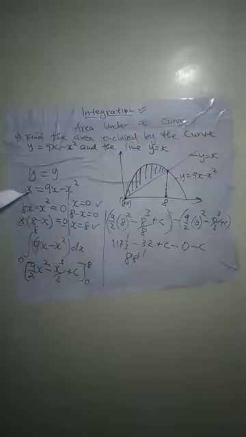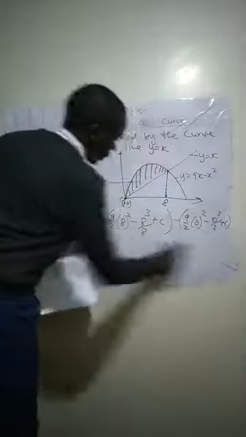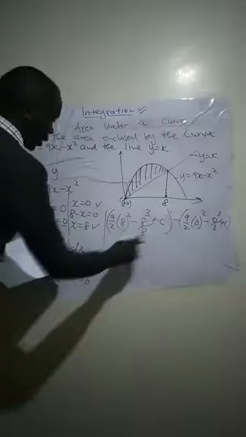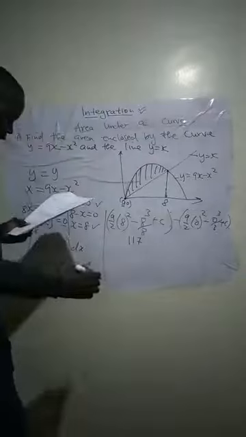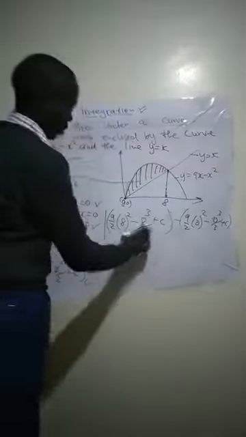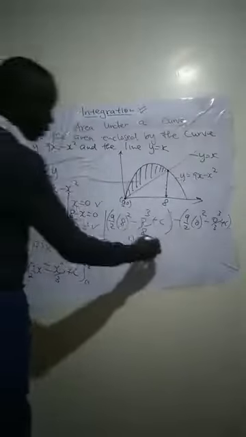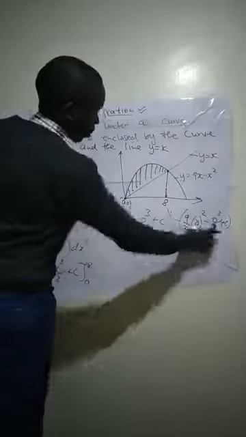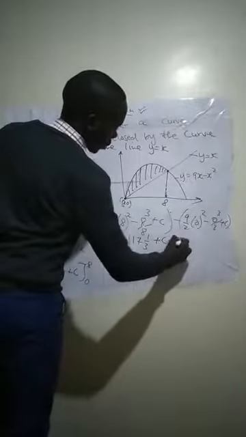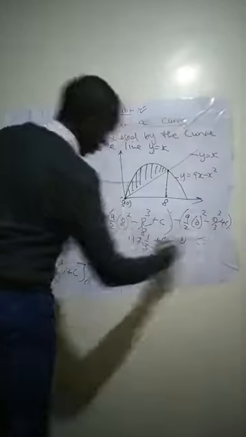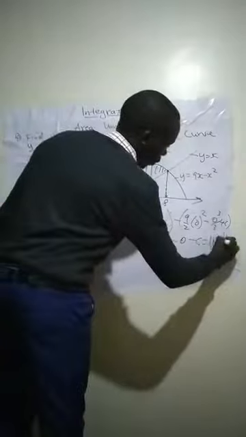Just a minute. That is not the case. When you solve the entire part, you get 117 and 1 over 3. So when you solve all this, you get 117 and 1 over 3 plus c, this one is 0, minus 0 minus c. So the answer in that case is 117 and 1 over 3.